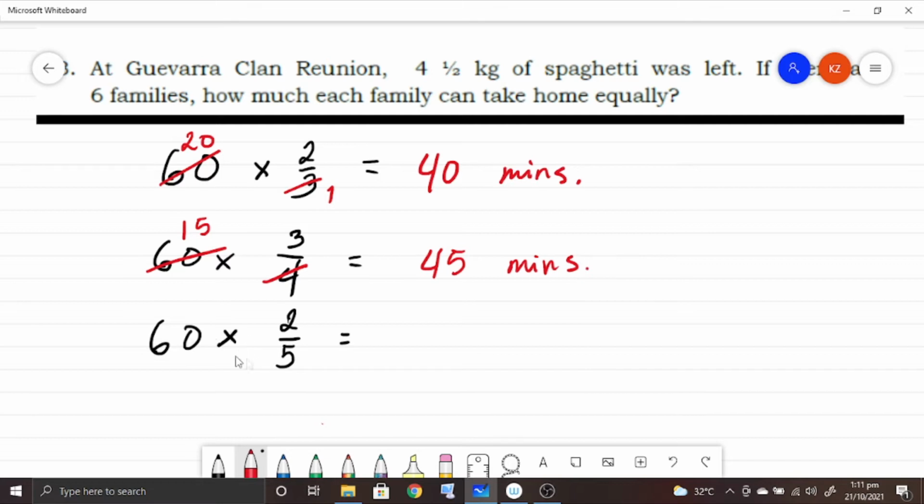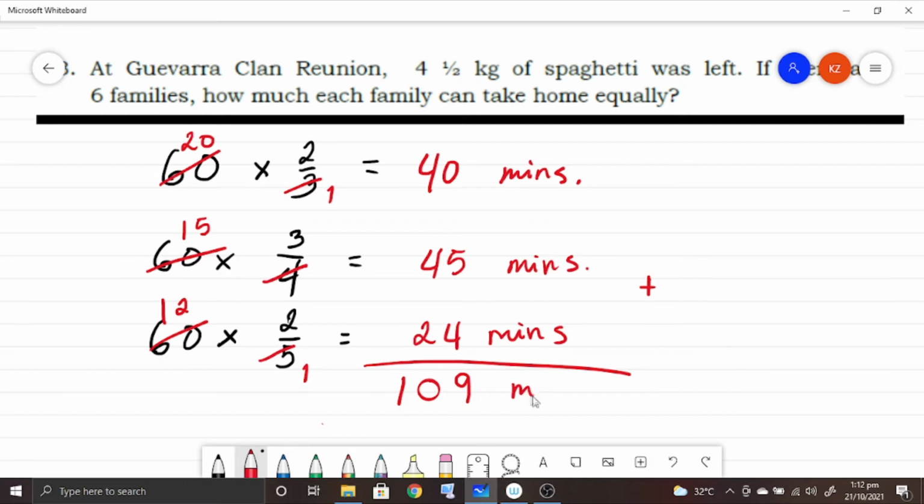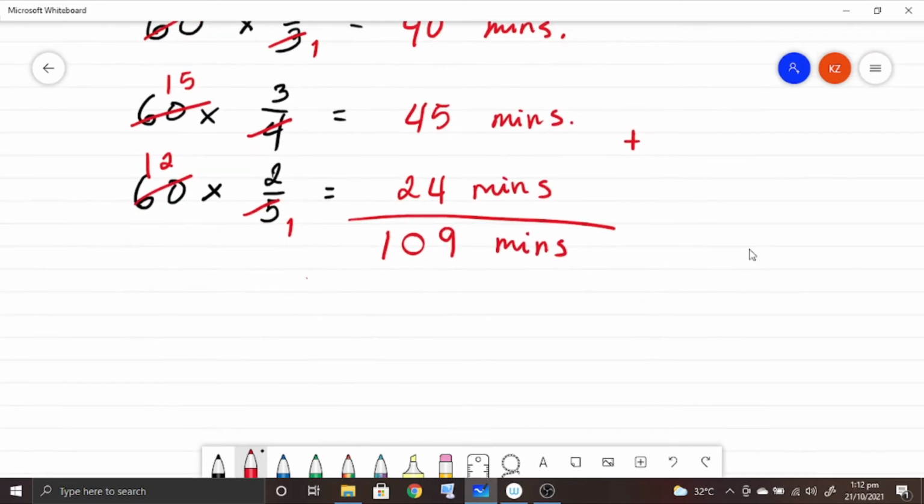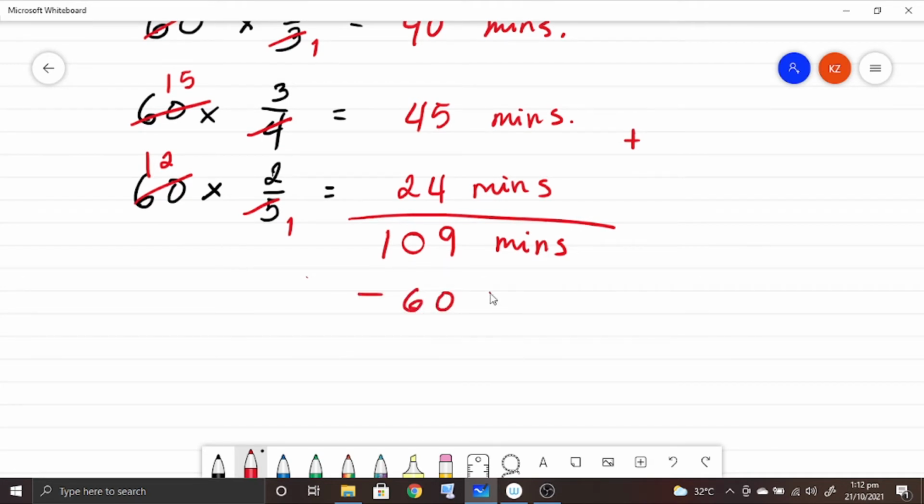And last one, okay, meron tayong 12. So meron tayong 12 times 2, 24 minutes. Okay, so mag-add tayo. So 0 plus 5 plus 4 is 9. 4 plus 4 plus 2, meron tayong 10. 109 minutes. Okay. So since mahigit 60 minutes siya, so kailangan natin mag-minus ng 60 para malaman natin kung ilang oras.